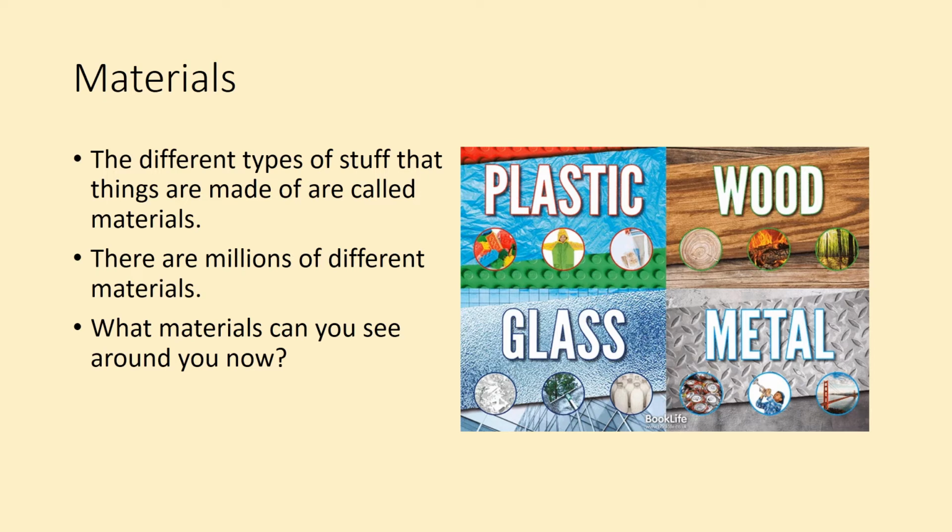Materials. A material is a type of stuff that things are made up of. So you've got some examples of materials there. We've got plastic, wood, glass and metal. There are absolutely millions of different materials. There are millions of different types of stuff that things can be made of.